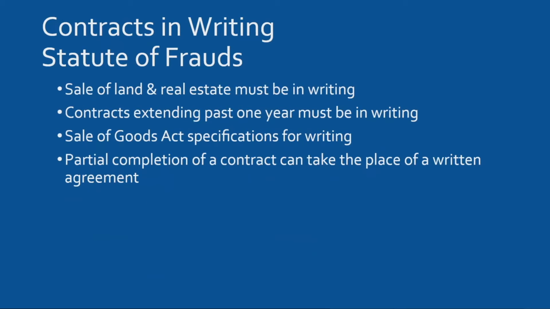Contracts in writing. Certain contracts, according to the statute of frauds, which is a government piece of legislation, had to be in writing in order to be enforceable. Okay, so sale of land and real estate must be in writing to be enforceable. Contracts extending past 1 year must be in writing. Sale of goods that are specified must be in writing. Partial completion of a contract can take the place of a written agreement. So, I build half a house.